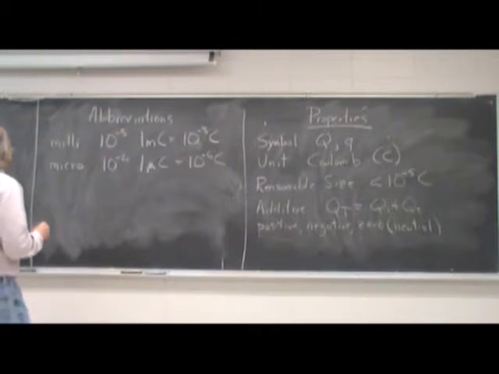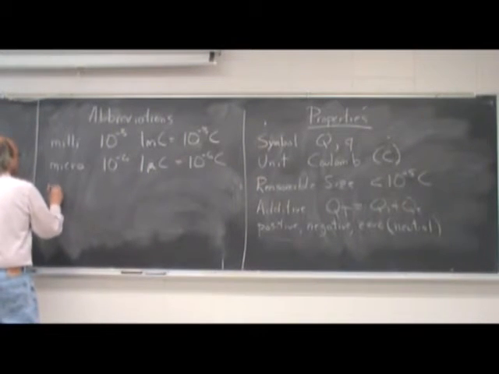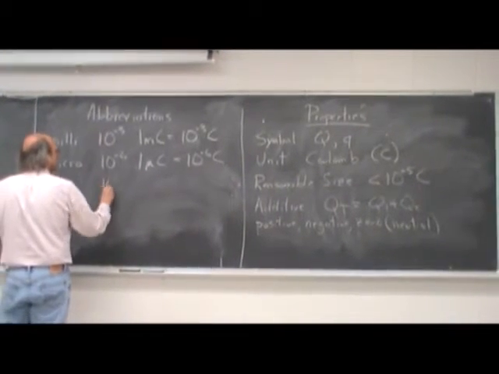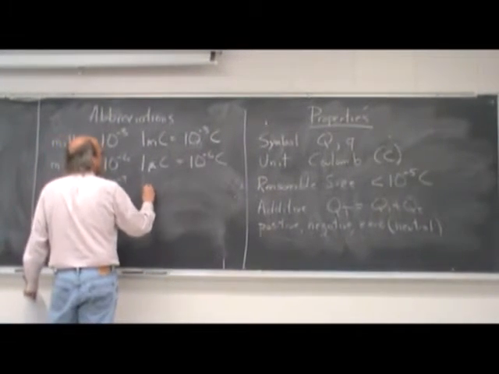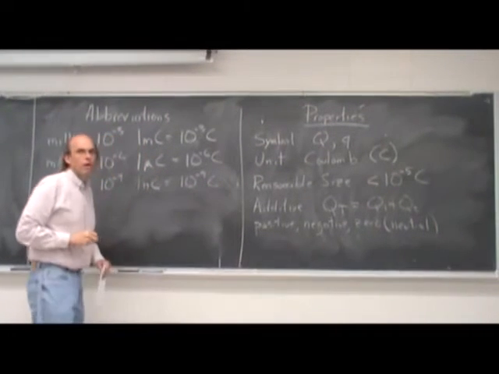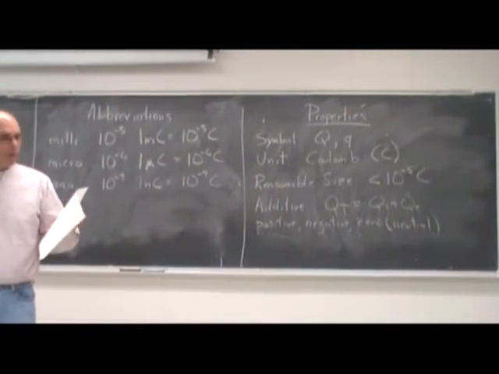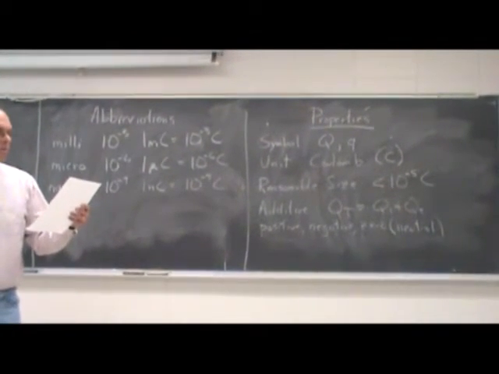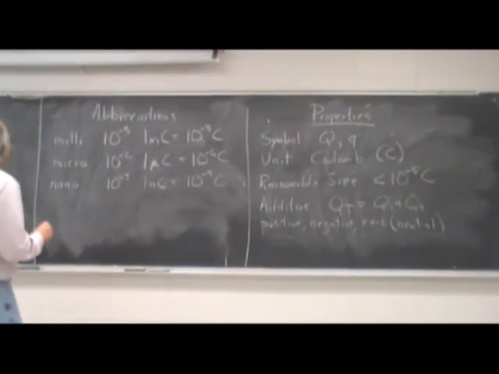Well, we're producing nanocoulombs. 10 to the minus 9. So 1 nanocoulomb is 10 to the minus 9 coulombs. And we're not going to be able to detect it. We'll more use picofarads. But pico is 10 to the minus 12.